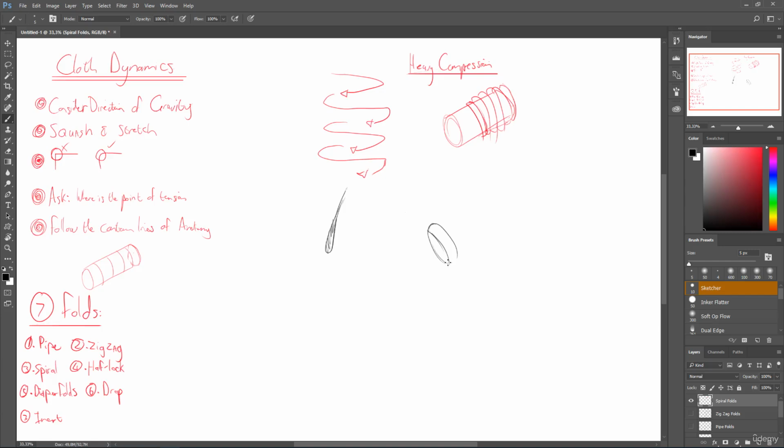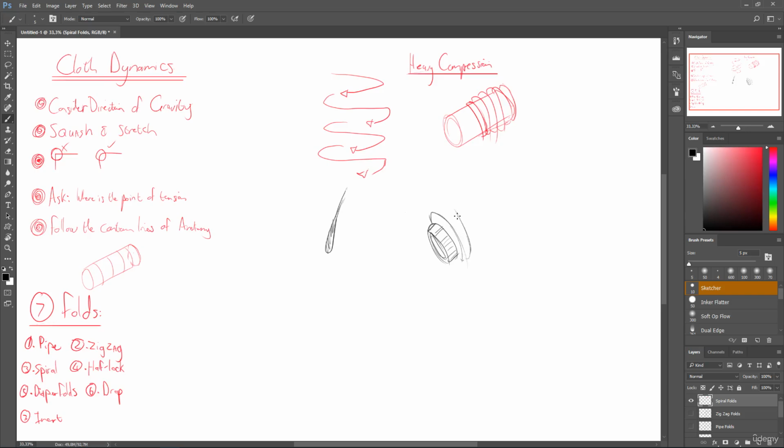And of course, I'm doing very basic clothing here, but this could equally apply to perhaps stockings being pushed down or socks compressing. Socks compressing is an excellent example of spiral folds, when the socks have fallen down or compressed down. So really, you want to apply these theories to a bunch of different things, right?